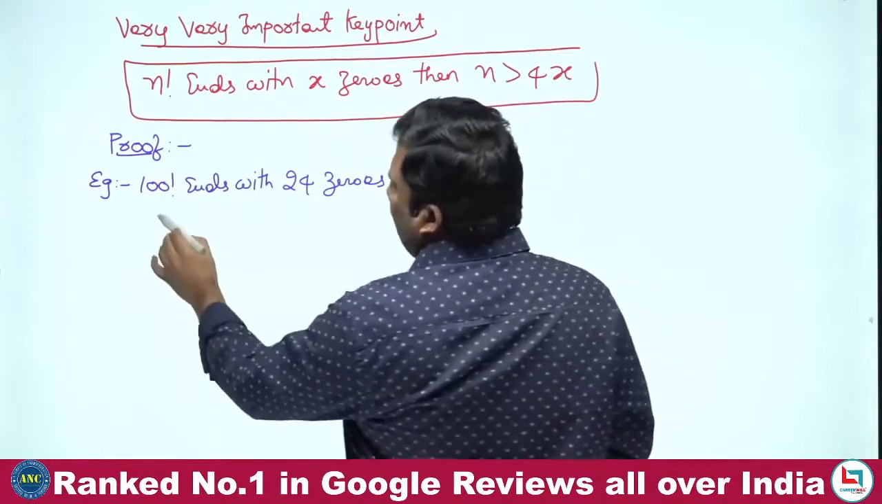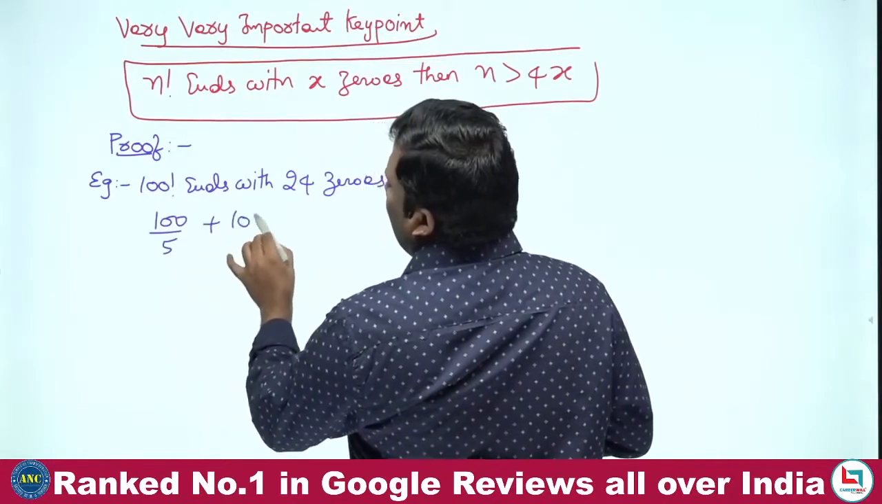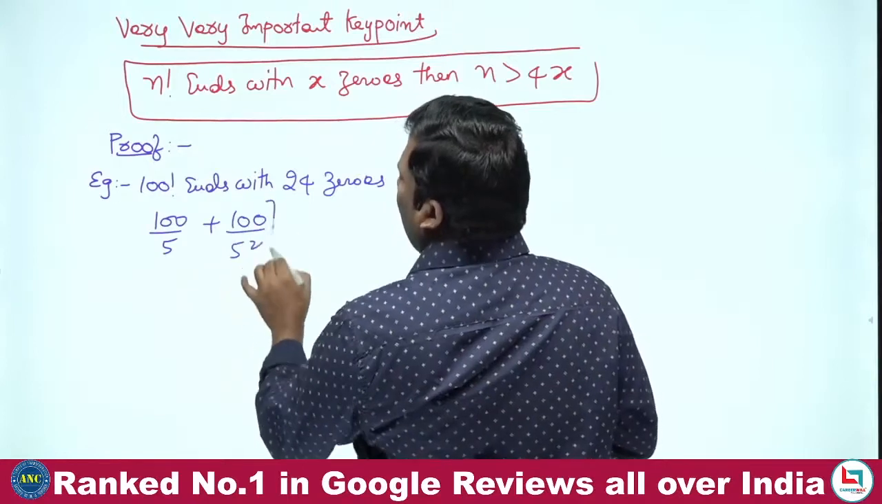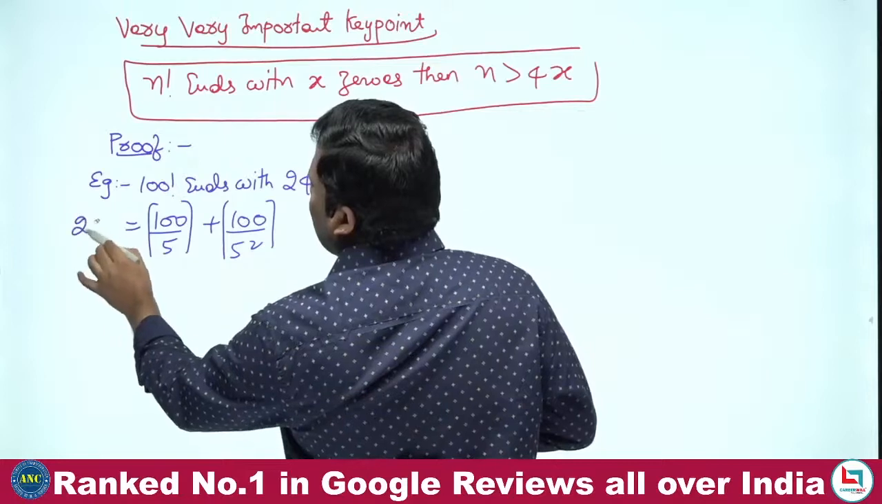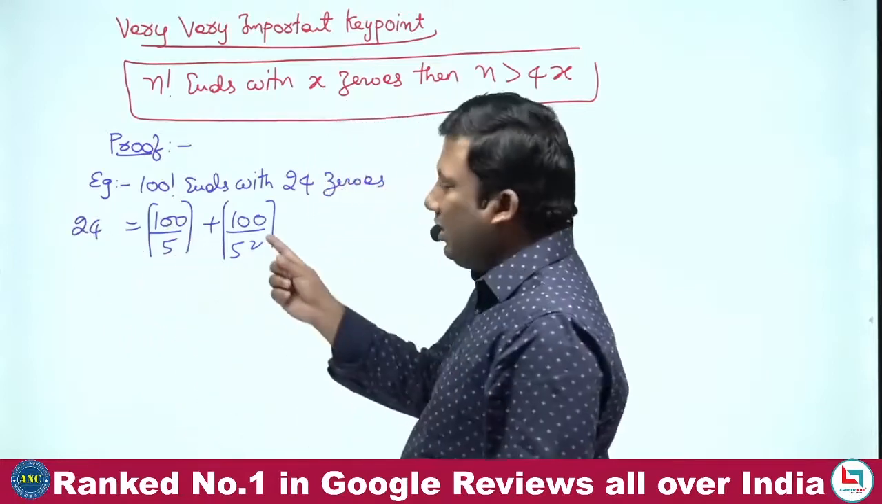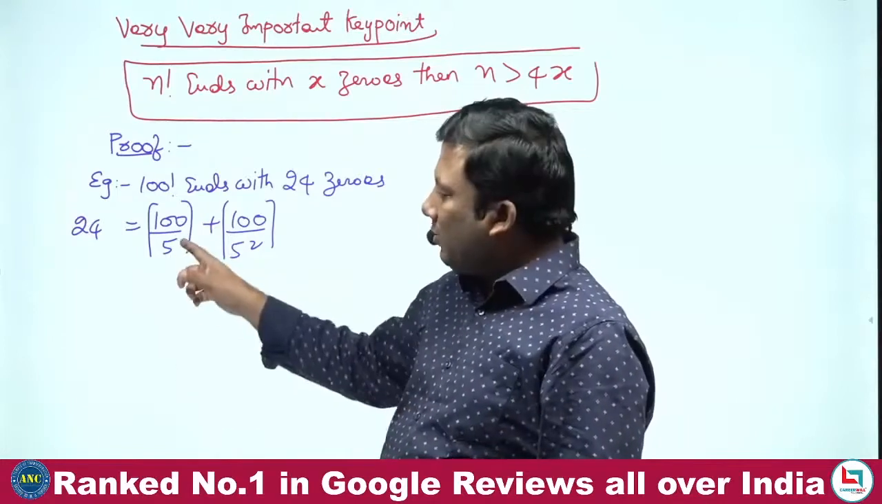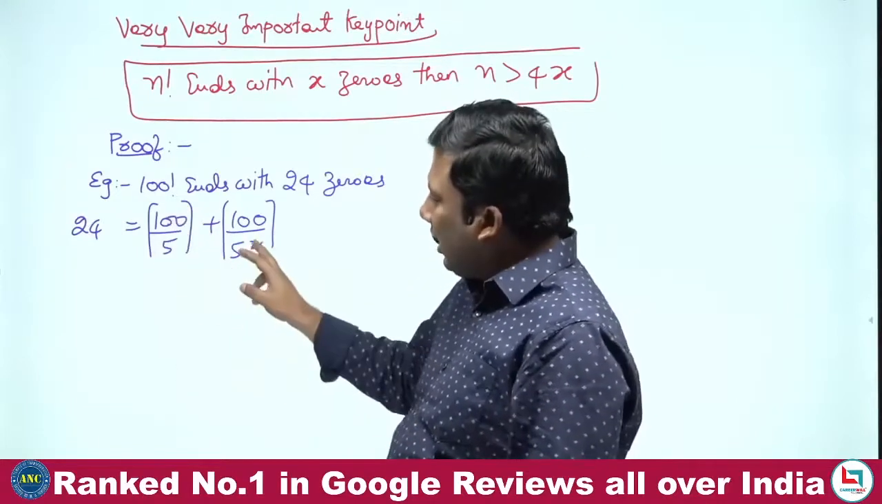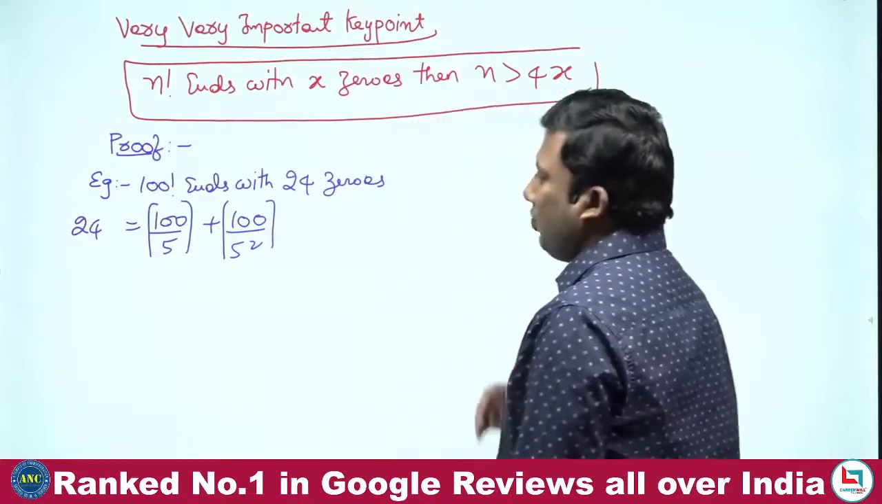So first, what did I do? 100 by 5. Next, what did I do? 100 by 25. Am I right? Whatever the value, how many times it goes, that itself is the answer. 5 goes 20 times, 25 goes 4 times. I wrote the quotient. How many times does 5 go in 100? 20 times. How many times does 25 go in 100? 4 times. So it is 24 zeros.